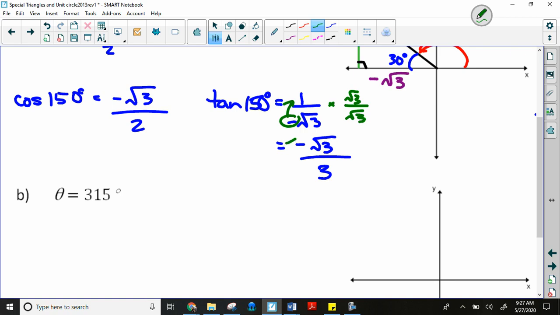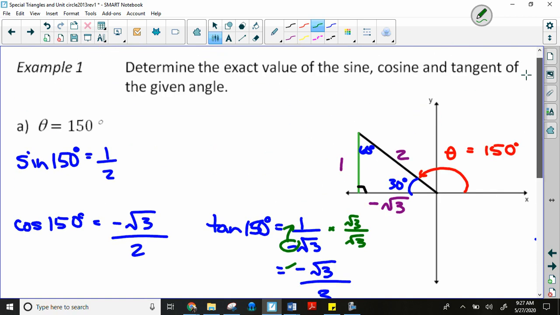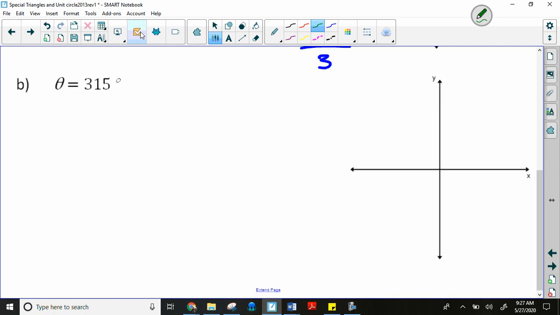Let's go 315. And we just leave our answers like that. They want exact values. Those are exact values. As soon as you start getting decimals, not exact anymore. 315. 90, 180, 270. It's going to be somewhere in this quadrant.